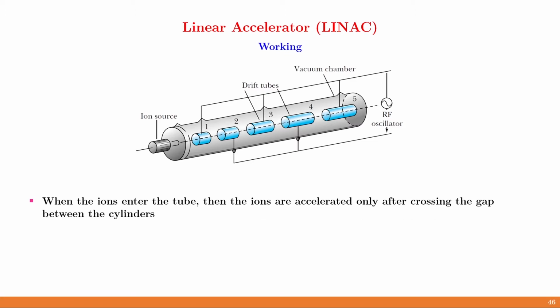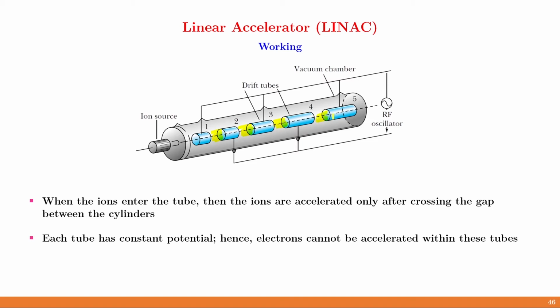When the ions enter the tube, the ions are accelerated during their transit across the gap between the cylinders. That is, the ions are accelerated in these spaces between the cylinders. Each tube has constant potential, hence ions cannot be accelerated within these tubes.